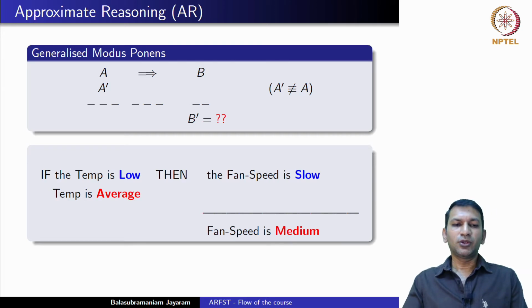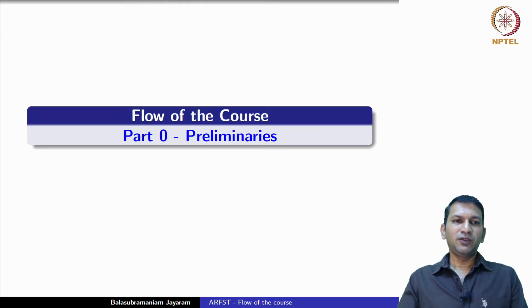Now, what is low, average, slow or medium, how they are interpreted, we will see in due course of the next 12 weeks. But this is a clear example of how we can perform approximate reasoning using fuzzy set theory. In the next 12 weeks, the content that would be covered can be logically broken down into 4 parts.